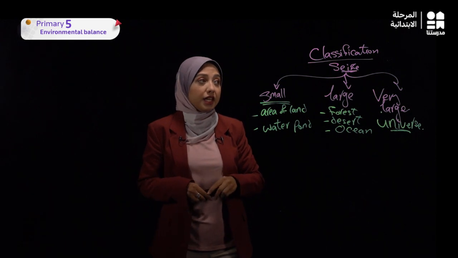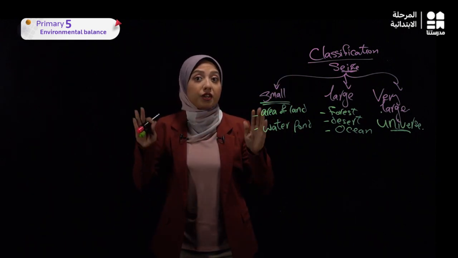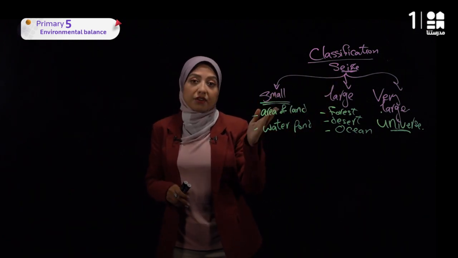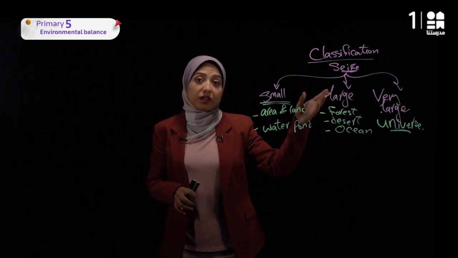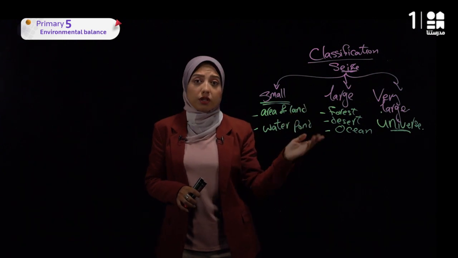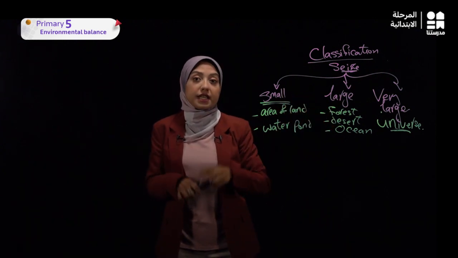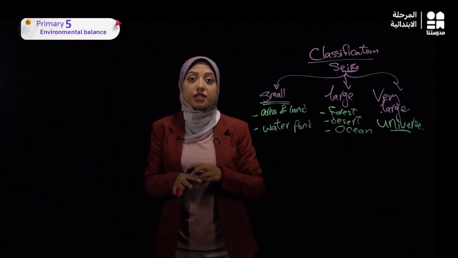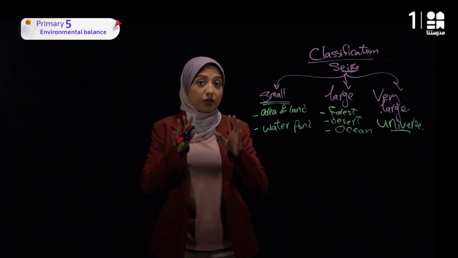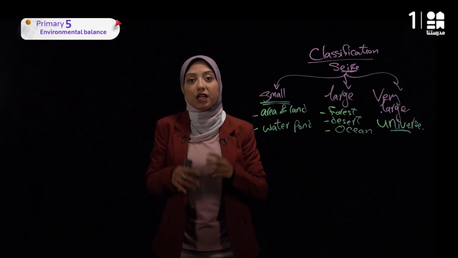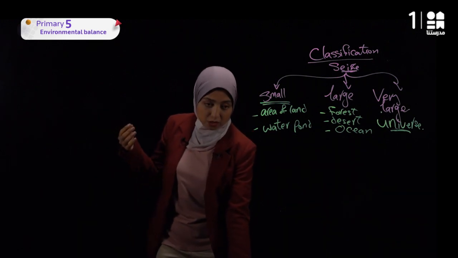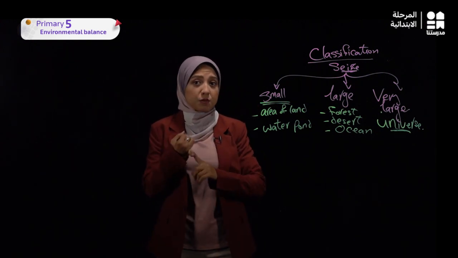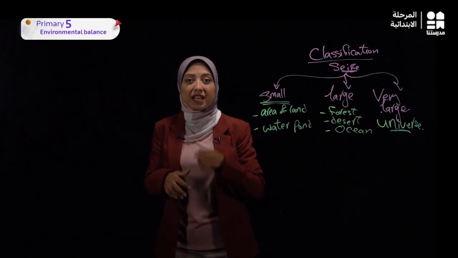يبقى احنا دلوقتي عندنا ايه؟ The classification of ecosystem. They classify the ecosystem into 3 types according to their size: small ecosystem such as area of land or water pond, large ecosystem such as the forest, desert or the ocean, and very large, زي the universe. And the universe is considered the unified ecosystem. يعني هو أكبر ecosystem وهو اللي فيه كل the other ecosystems. Okay, so now we know the classification of ecosystems: small, large, and very large. So let's get back to complete our lesson.